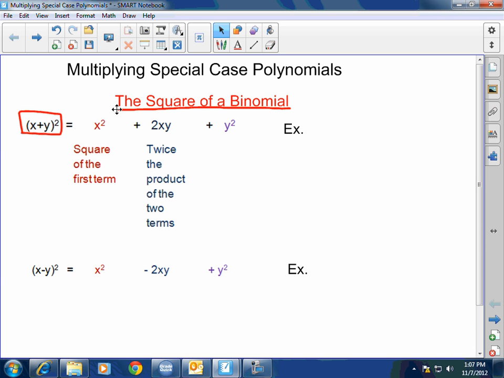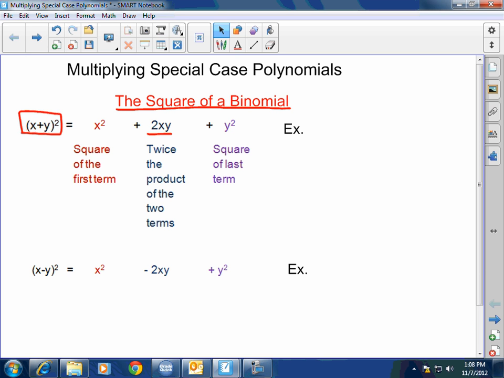Because what's x times y? Times 2. Bam. Do you see that? Okay, next it's going to be y squared. Why does that happen? Because we're going to square the last term. So the last term is y, and what's y squared? Bam. Okay, does that make sense?